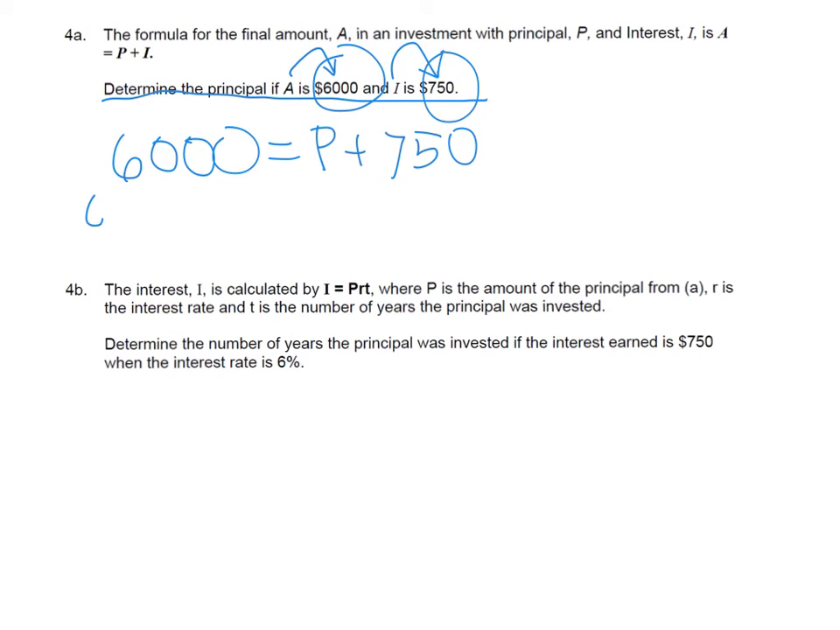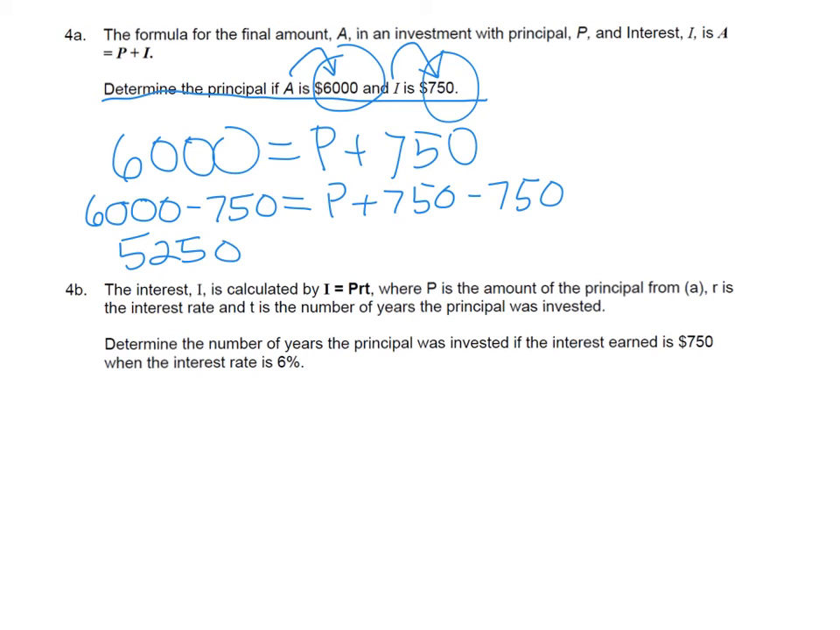So I would end up with 6,000 minus 750 equals P plus 750 minus 750. And then I would end up with 5,250, because 6,000 minus 750 gives us that number. And then 750 minus 750 equals 0, so I end up with just P, and that's my answer. 5,250 was our principal.